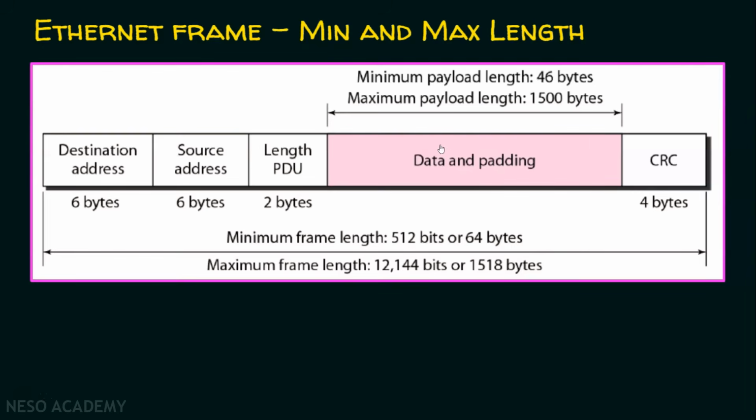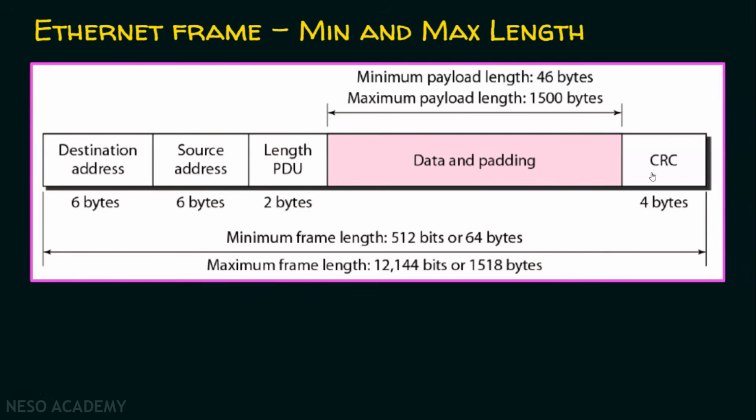When we talk about the frame, whatever we get, the network layer PDU, that is this packet, is encapsulated with the header and the trailer. So let's see the header part. We have a 6 byte destination MAC address, a 6 byte source MAC address, and 2 bytes of the length or type PDU.